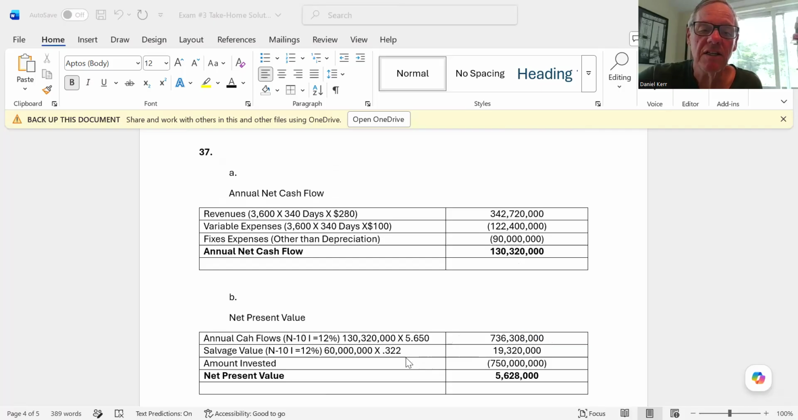And you also have to consider the present value of the salvage value of the machine. This is not an annuity. This is one payment that you get at the end of 10 years at 12%. So you use a different table. And the multiple there is 0.322. Here's the actual amount invested, 750 million. So your net present value is 5,628,000.